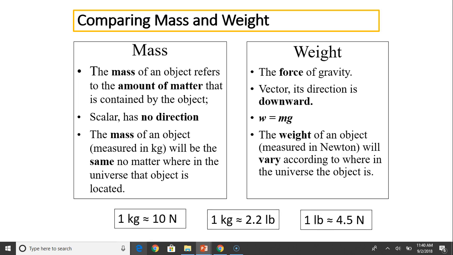Here are estimates. 1 kilogram is about 10 newtons. 1 kilogram is also about 2.2 pounds. 1 kilogram is about 4.5 newtons.